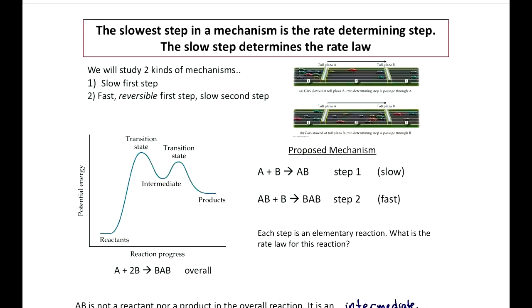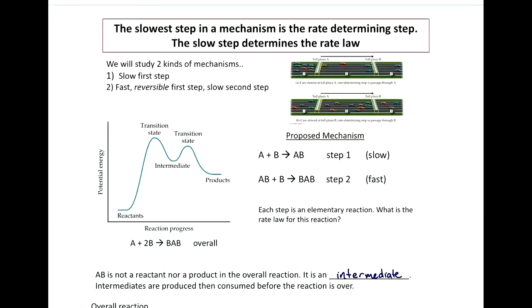This is the big idea. The slowest step in the mechanism is what we call the rate determining step. It's the slow step that determines the overall rate law of the reaction. The slow step determines the rate law of the overall reaction. Usually we have to tell you what the slow step is.